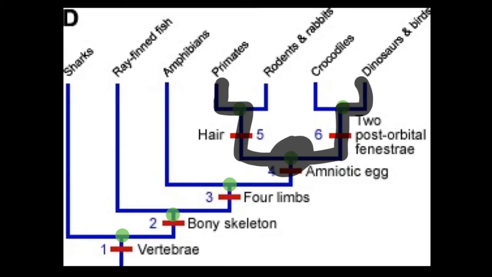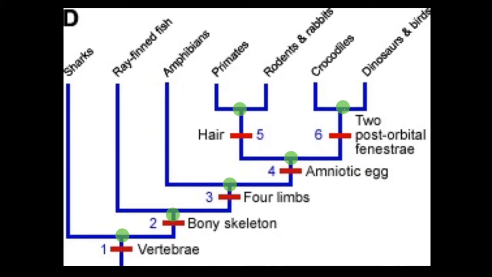Species that share a more recent common ancestor, such as primates and rodents, whose common ancestor is here, or crocodiles and dinosaurs here, are more closely related than we would say crocodiles and primates, whose common ancestor is here. So let's look at a possible question. Is a crocodile more closely related to a rodent or an amphibian? You might think that a crocodile looks more like an amphibian, so it's more closely related. But let's go to the tree and trace back to common ancestors and find out.